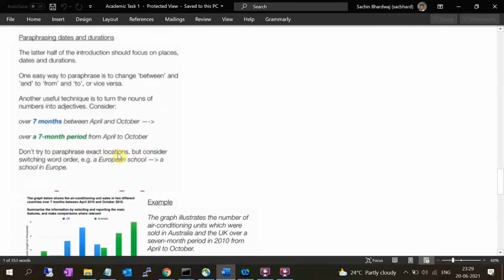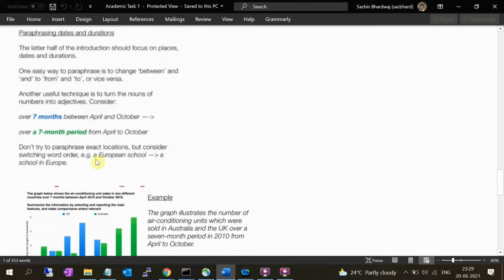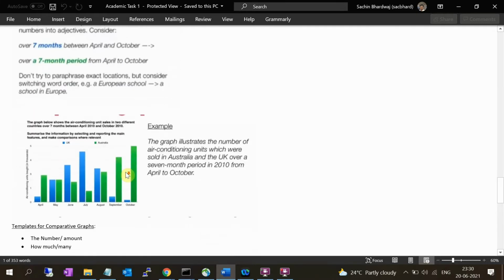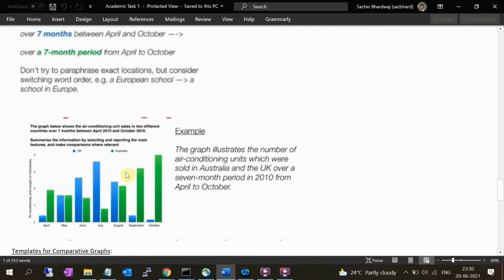Don't try to paraphrase exact locations, but consider switching word order. Example: a European school, a school in Europe. So you have to paraphrase a little bit here and there. So we have this example. I think it will help you out, whatever we have discussed above.